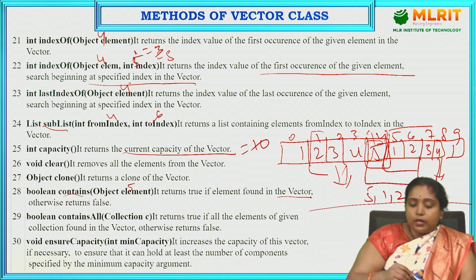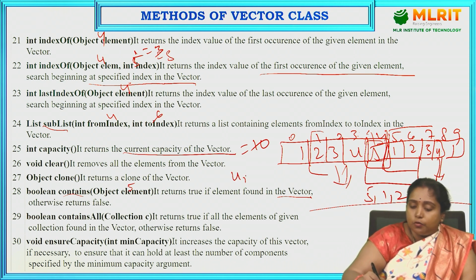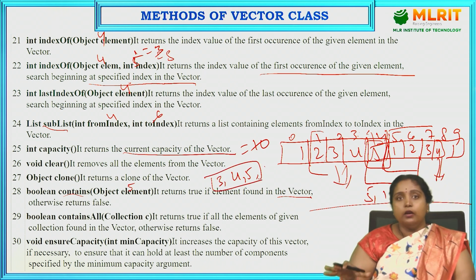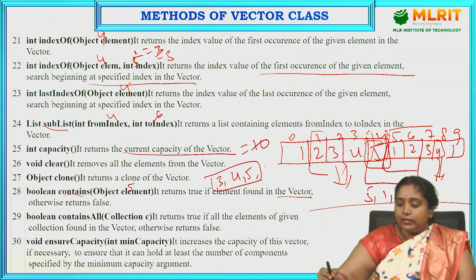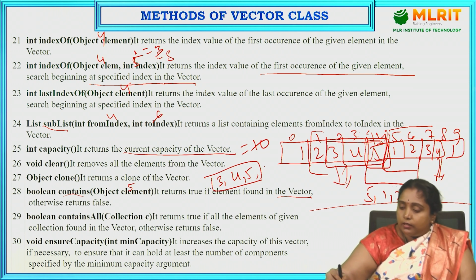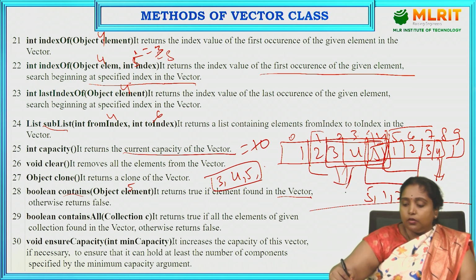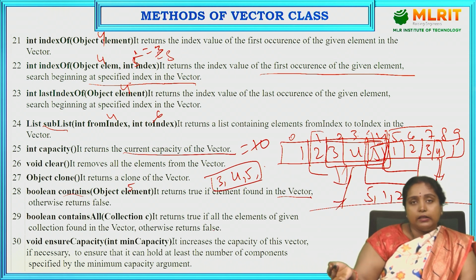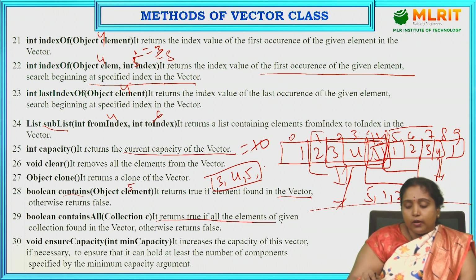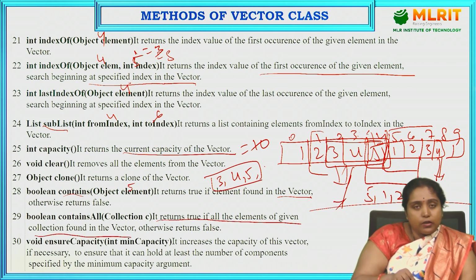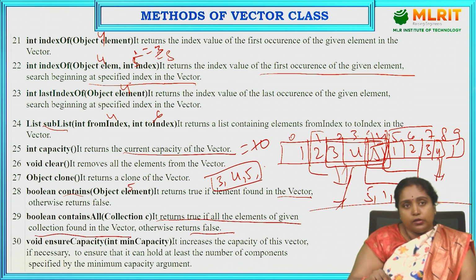And containsAll, with a collection. See, if I just want to have the collection 3, 4, 5, I just want to check whether 3, 4, 5 is present in that particular vector or not. This collection of elements, it will check. Yes, it is present here. So it returns true. It returns true if all elements of the given collection are found in the vector. Otherwise, it will return false.